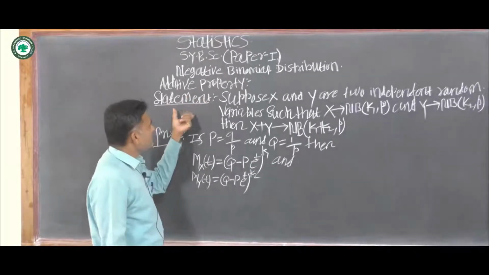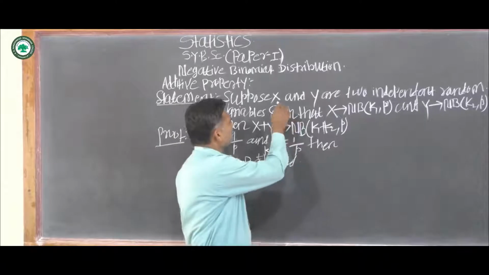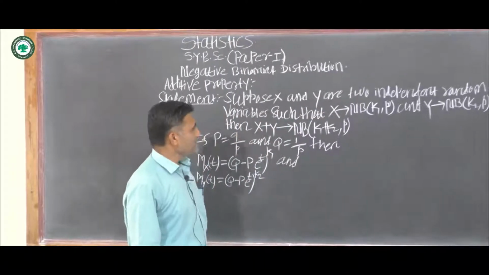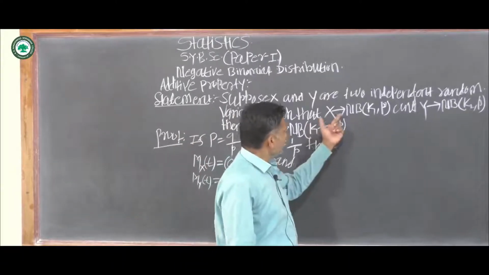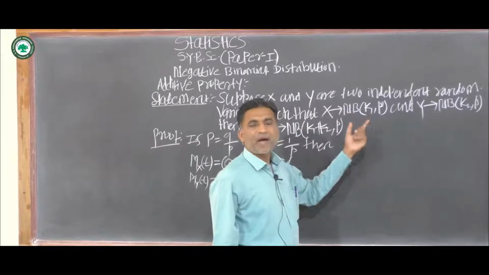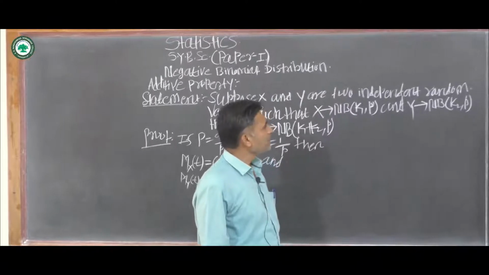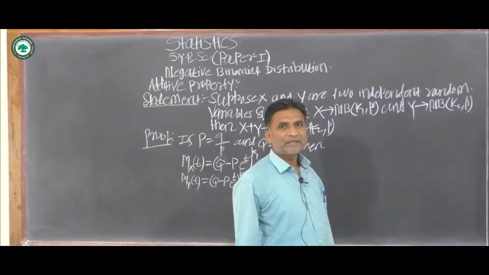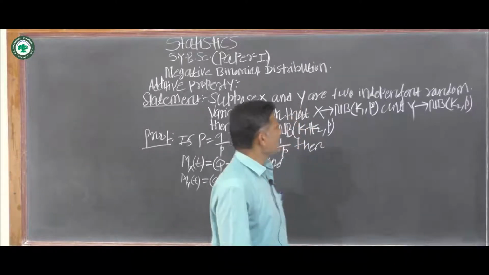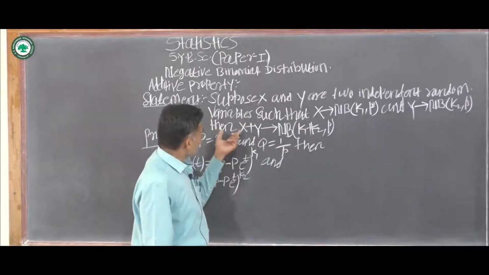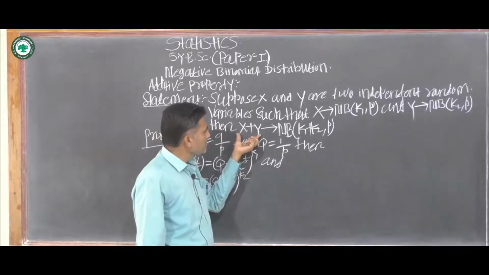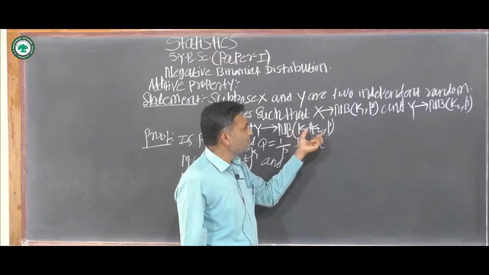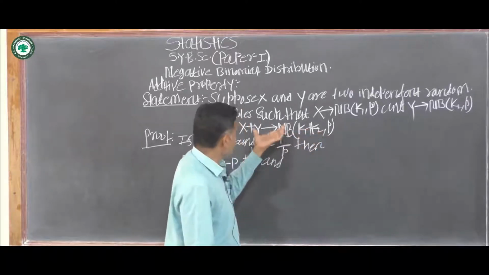The statement of the additive property is: suppose X and Y are two independent random variables, such that X follows negative binomial distribution with parameters k1 and p, and Y follows negative binomial distribution with parameters k2 and p. Then X plus Y follows negative binomial distribution with parameters k1 plus k2 and p. We have to prove this.